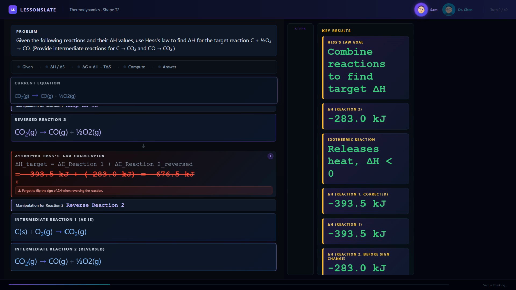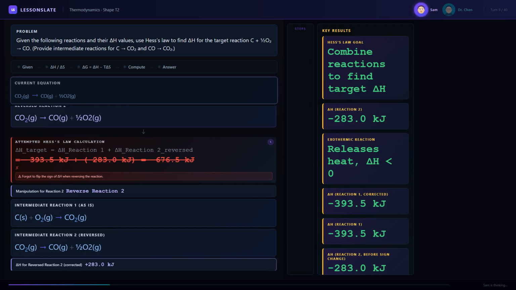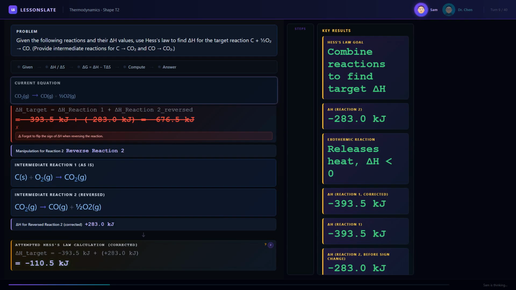Oh, right. When you reverse a reaction, you have to reverse the sign of its delta H value too. So, the reversed reaction, carbon dioxide gas yields carbon monoxide gas plus 1/2 O2 gas, would have a delta H of plus 283.0 kilojoules, not negative 283.0 kilojoules. My bad. So then, for the target reaction, I would add negative 393.5 kilojoules and plus 283.0 kilojoules.